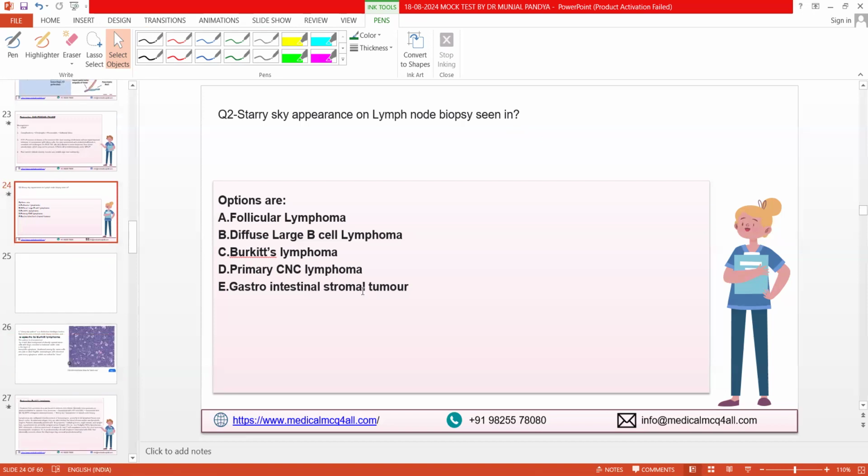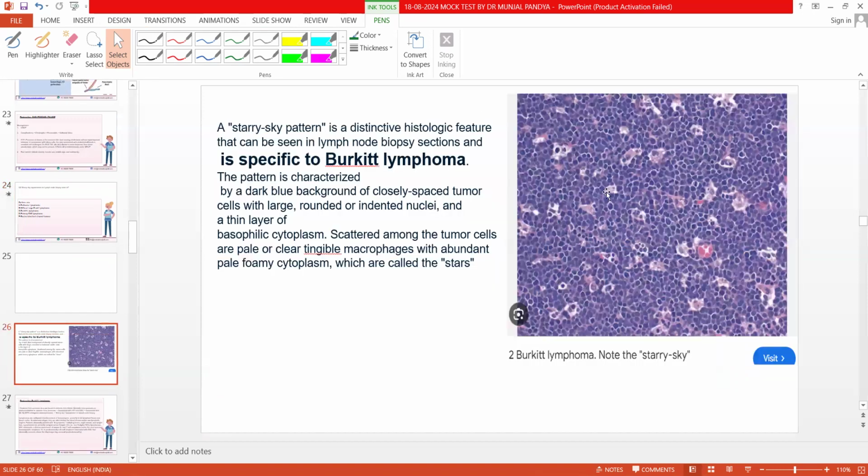If you do a lymph node biopsy, this is the starry sky appearance, just for your knowledge. What you can see looks like stars. This is a classical picture. They may sometimes ask a spot diagnosis or picture MCQ, in which a starry sky picture is found, so they probably give you this slide. So this is the starry sky.